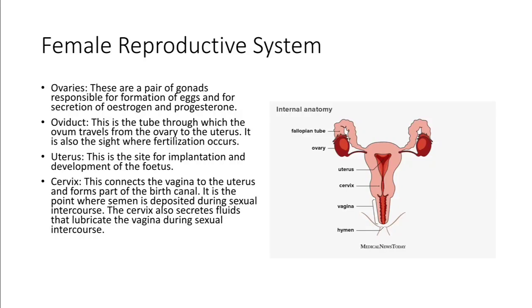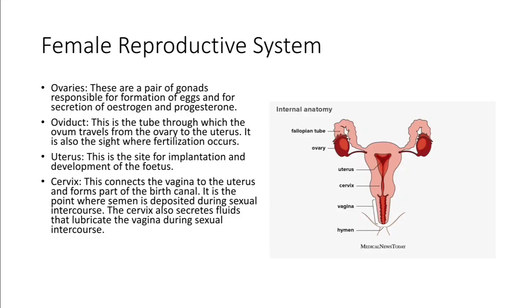What is the function of the cervix? So the cervix connects the vagina to the uterus. That's number one. It's like a link. It connects the vagina to the uterus, and it forms part of the birth canal. What does that mean, birth canal? During birth, it forms a passage for the baby as the baby is coming out of the womb. So it forms part of the birth canal, a passage through which a baby will come out during birth.